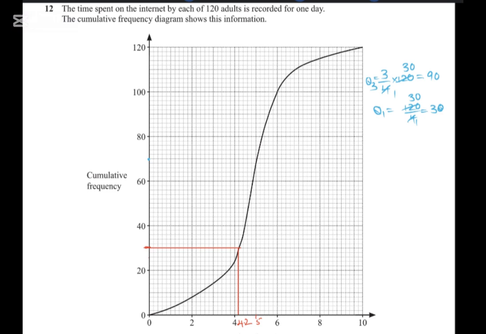Now we need to find Q3. So it is the 90th observation. The 90th observation will be after 80, this point. Let me write this, 30, 90.